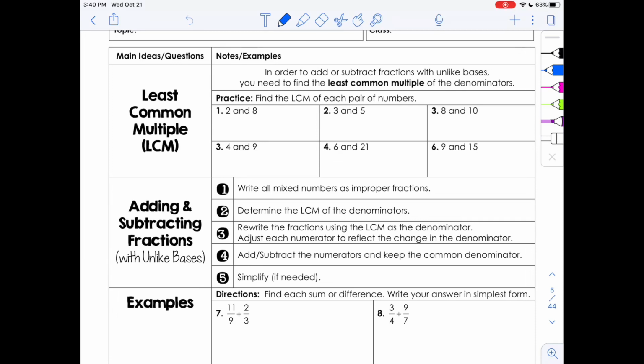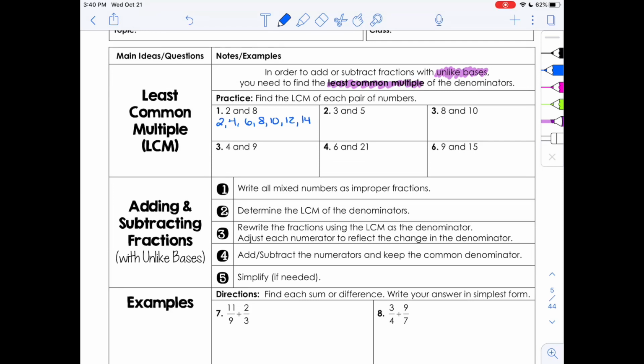In order to add and subtract fractions with uncommon bases, you need to find the least common multiple of the denominator. So let's review how we do this. To find the least common multiple of 2 and 8, you want to start by listing the multiples for each of those numbers. Our multiples of 2 are 2, 4, 6, 8, 10, 12, 14, and so on. We're just going to start by listing the first several.